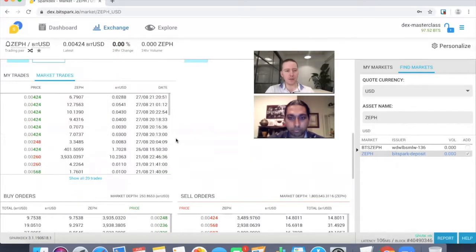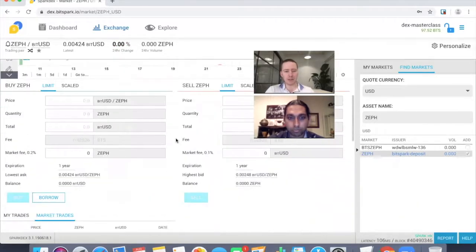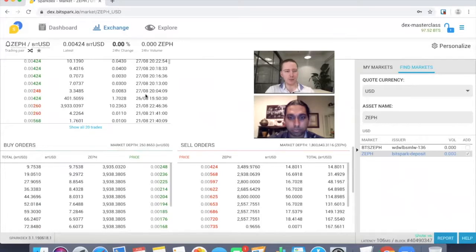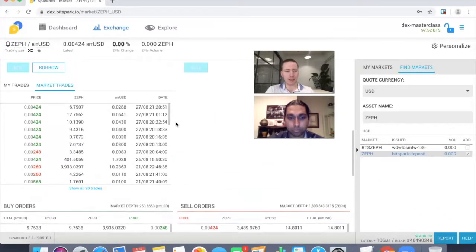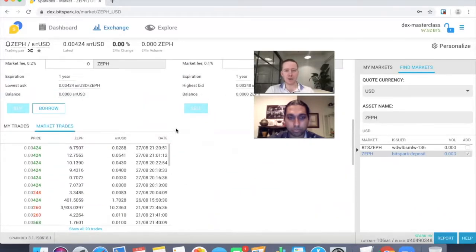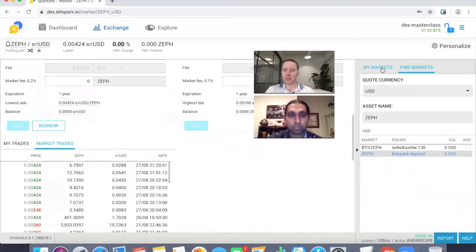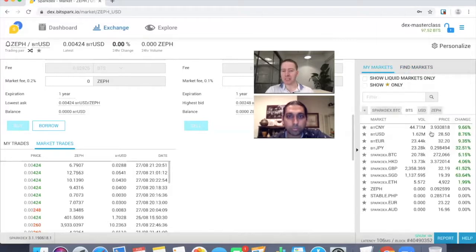Boom, now we're on the Zeph to BitUSD market, and we can see here that we've got an order book, we've got some pricing, we've got some market trades and so on. But that's all from the Find Markets tab, and you can customize what currency you want to be able to find here as well. So that's another little interesting thing, that if you can't find what you're looking for on this page, you can always find it on this page.